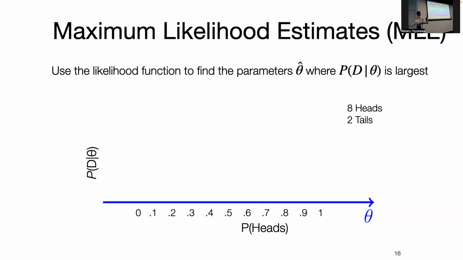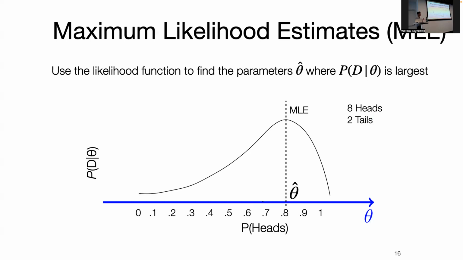I was using this coin flip example. Let's imagine our data has 8 heads and 2 tails. Here we're trying to estimate the parameter theta, which describes the probability of heads. So we might have something like a likelihood function like this. I drew this by hand, so it's probably not exactly like that. But here we have the highest likelihood, right? The maximum likelihood at P of heads is 0.8, because that's the most consistent with our data.